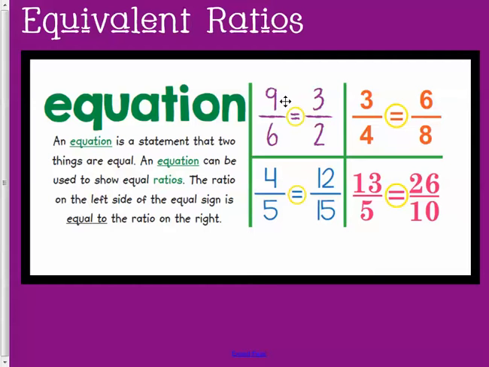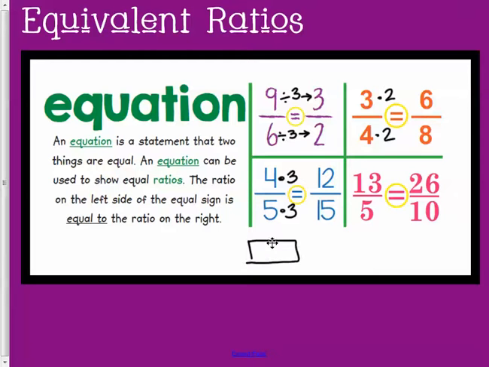How do we know? Well, if I divide 9 by 3, I get 3. If I divide 6 by 3, I get 2. So, as long as I'm doing the same thing to both of these numbers, the same operation, dividing by 3, it's an equivalent. For example, down here, I'm multiplying 4 times 3 to get 12 and 5 times 3 to get 15. So because they are both being multiplied by 3, this is equivalent. 3/4 equals 6/8, because if I multiply by 2 on both of these, I get 6/8.